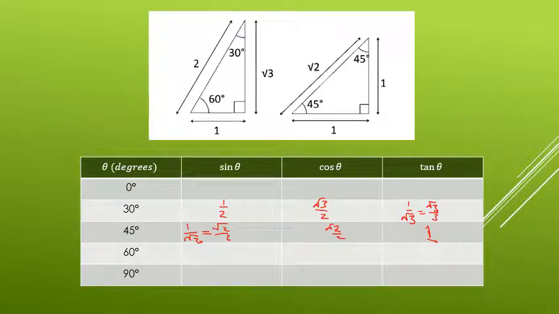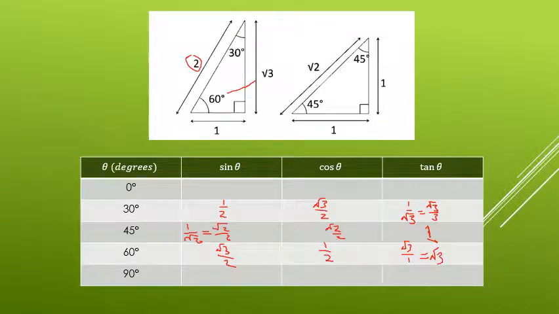Sine of 60 degrees we saw was root 3 on 2, opposite at 60 degrees over the hypotenuse of the 60 degrees triangle. Cos of 60 degrees is the adjacent side, which is 1, over the hypotenuse, and tan of 60 degrees is actually root 3 opposite over the adjacent, and root 3 divided by 1 is just root 3.